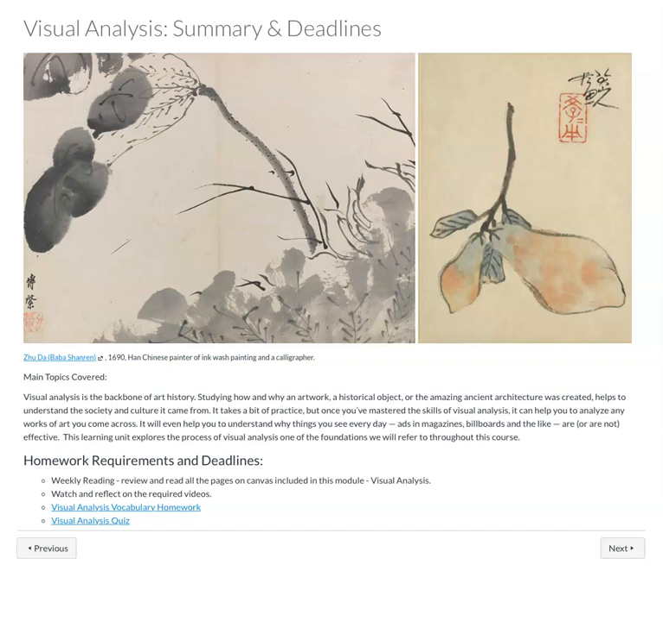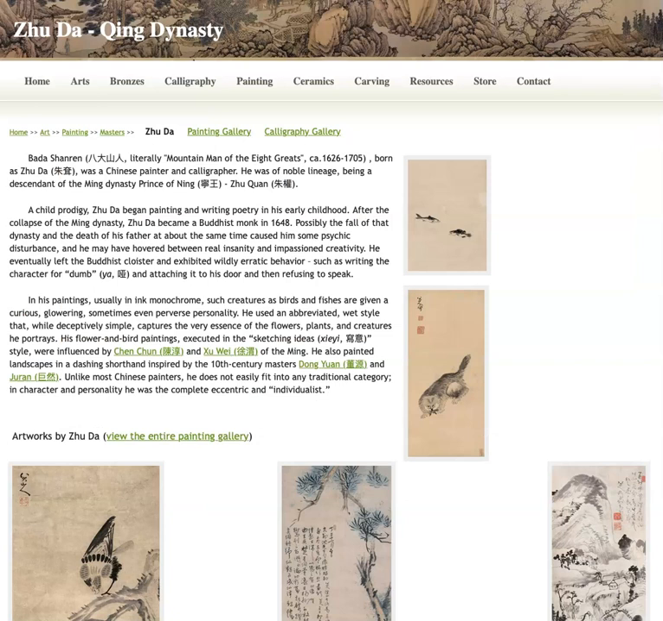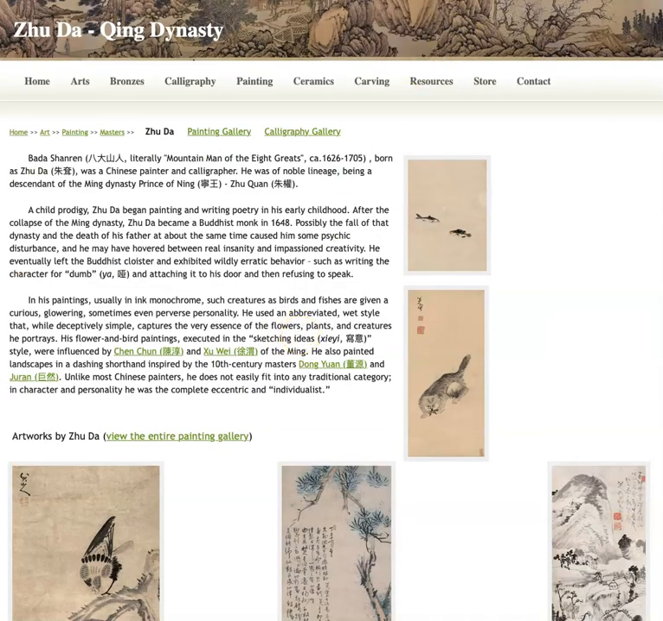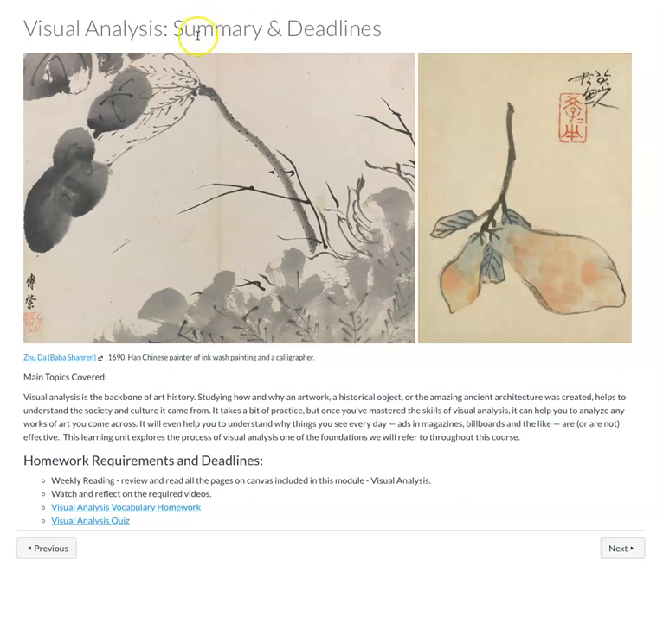One of the things I'll remind you of as I go through the instructor's introduction is the really cool things I've put together for you. When you see these blue highlighted links, they take you off of Canvas to, in this particular situation, a website about the artist who made the painting on the summary and deadlines page. This is a Chinese painter who made these wash paintings and calligraphy in 1690.